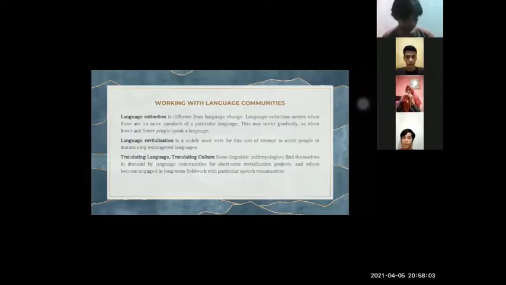And language revitalization is a widely used term for this sort of attempt to assist people in maintaining endangered languages. And then, translating language is translating culture. Some linguistic anthropologists find themselves in the midst of language communities for a short-term revitalization project, and others become engaged in long-term field work with particular speech communities. Okay, that's all for me.